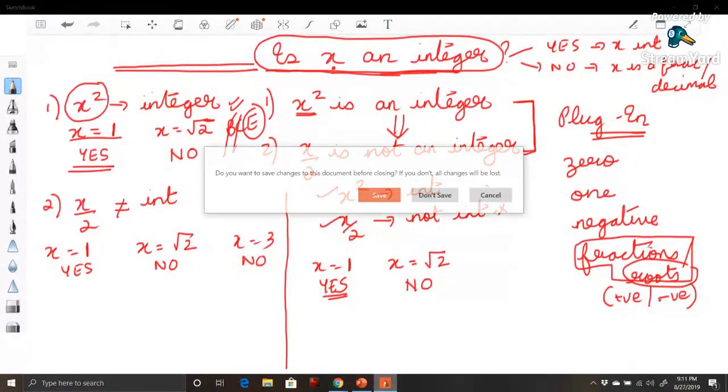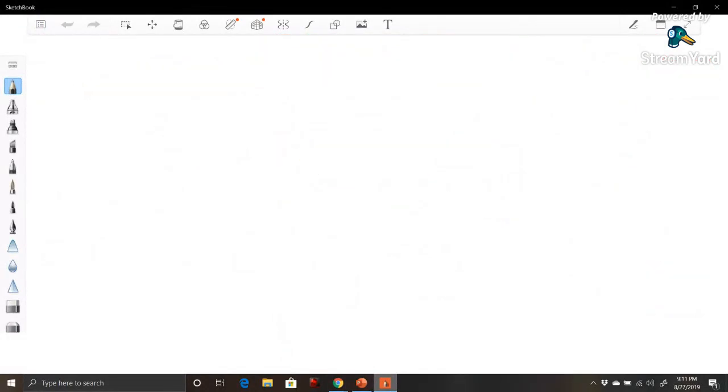Now, your question will be, what if you have any constraint given? If you have any constraint given, always choose the route of analysis. Don't even bother about plugging in values. So for example, if they tell me that a and b are integers, is ab even?